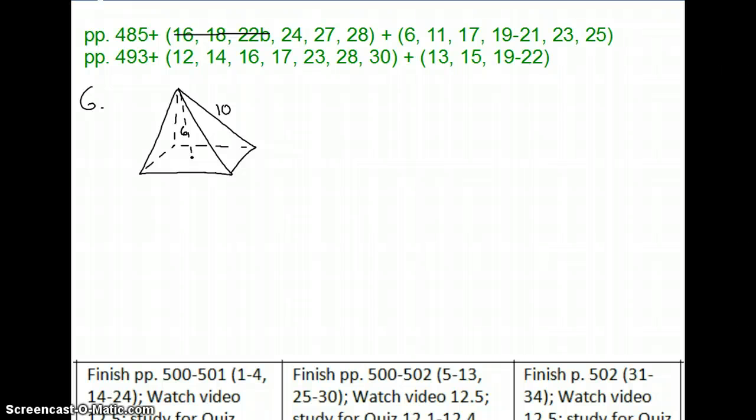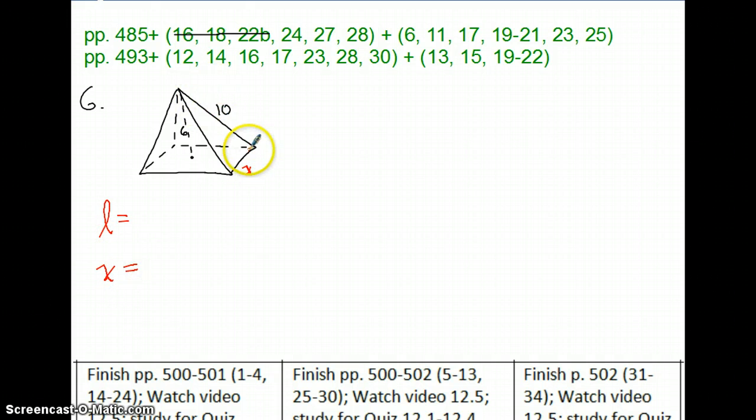All right, here's number 6. I'll kind of do these in order now. Number 6, we have a pyramid. They told us the lateral edge is 10 and the height is 6, and we're supposed to find slant height and base edge. So we need L, and we need, I guess I could call this X. We need to find X.